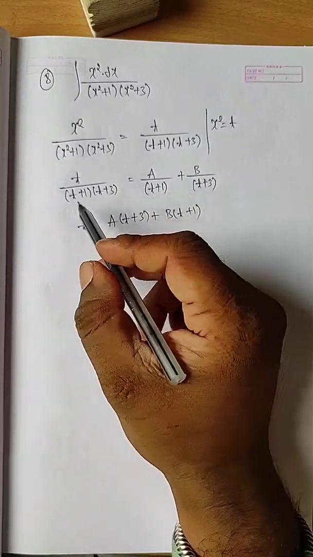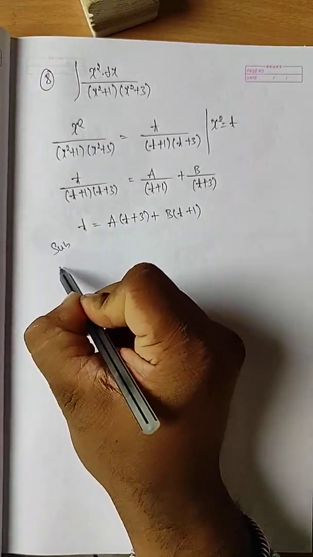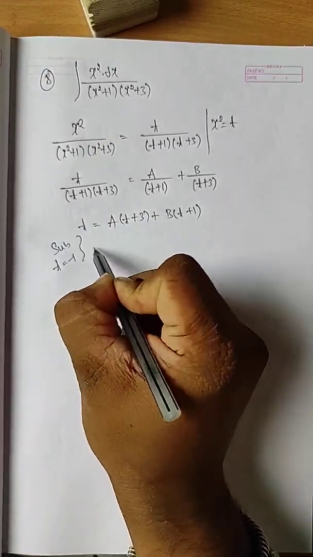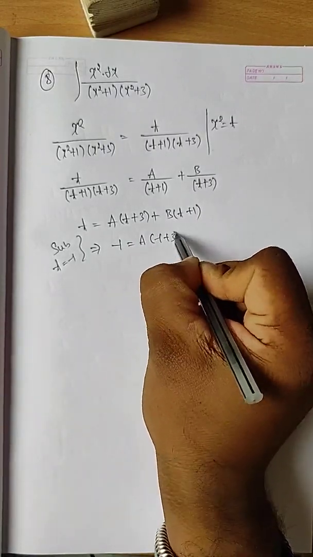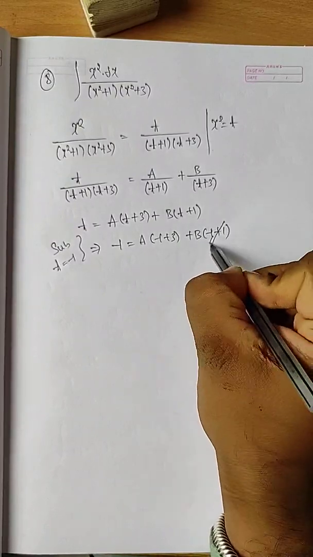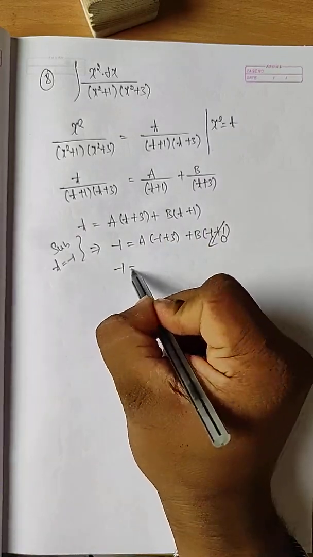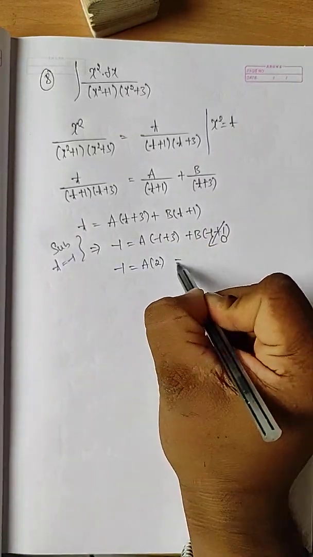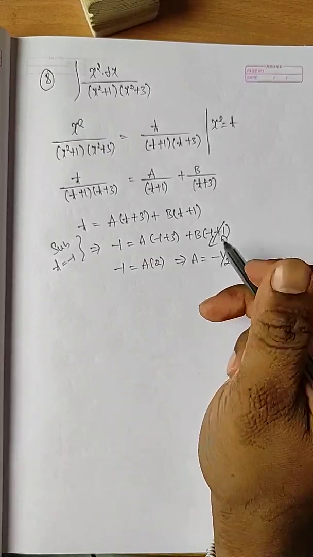To find the value of a and b, what do you do? For t plus 1, what should we substitute to make it 0? Minus 1. That means substitute t is equal to minus 1. So minus 1 is equal to a into minus 1 plus 3 plus b into minus 1 plus 1. What is minus 1 plus 1? It is 0, and 0 times anything is 0. 3 minus 1 is 2. Means what is a? A is minus 1 by 2.